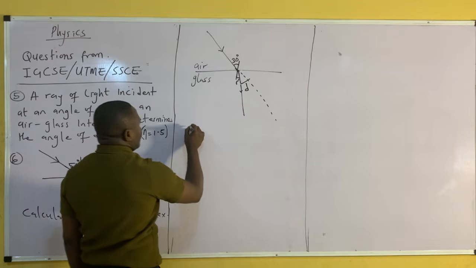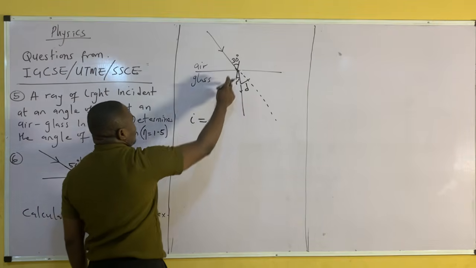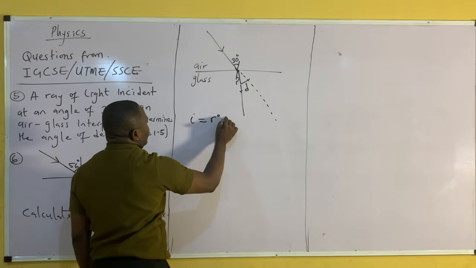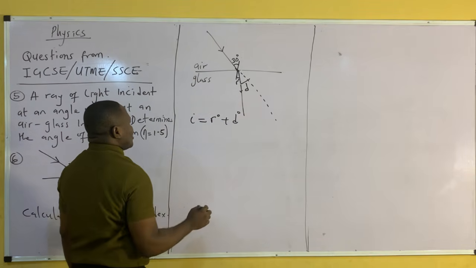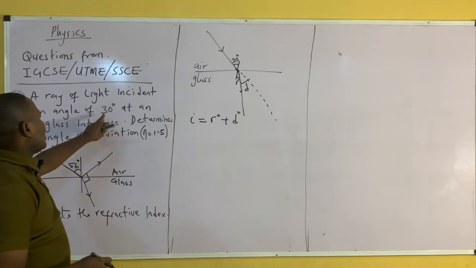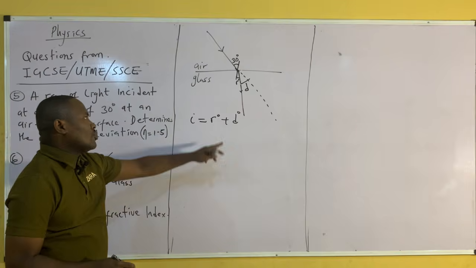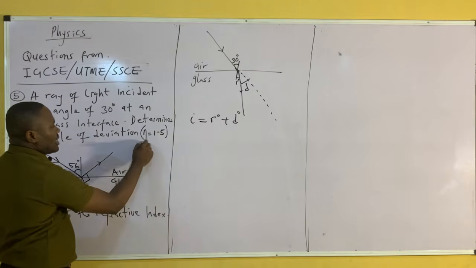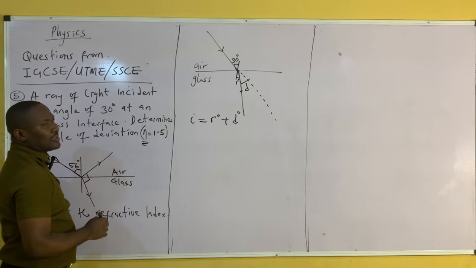So, what do we have? We said angle of incidence, which is this angle, equals angle of refraction plus angle of deviation. Now, the question is, do I have the incident angle? Yes, I do. Do I have the refracted angle? No, I don't. So how will I get my refracted angle? Because the refractive index was given.